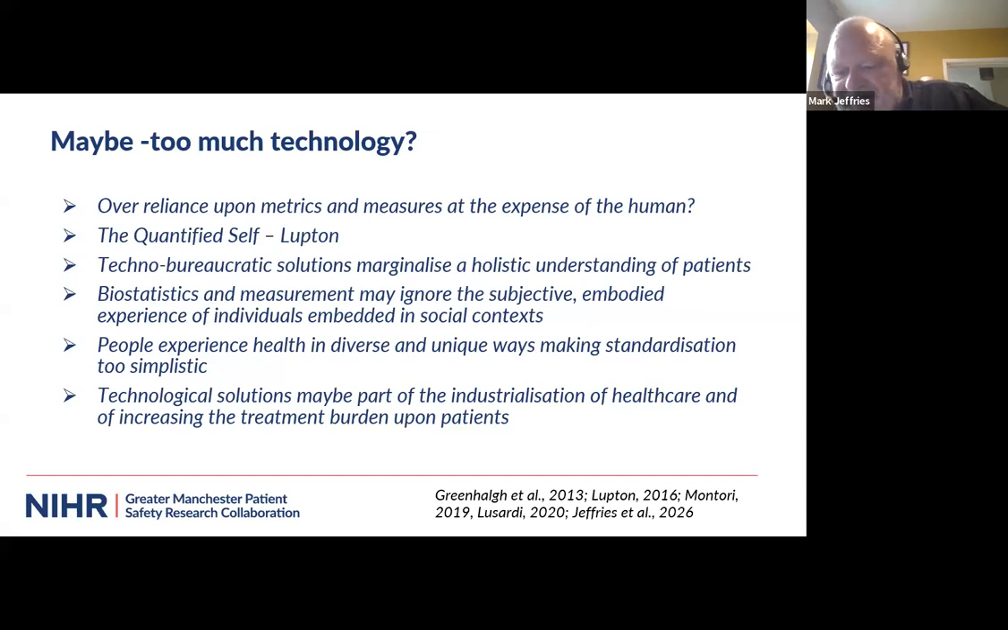I was at the Society of Academic Primary Care conference last year, or it might have been the year before, and Victor Montori was one of the keynotes, and he was talking about a lot of this, about how maybe we need to step back and have a more holistic approach.